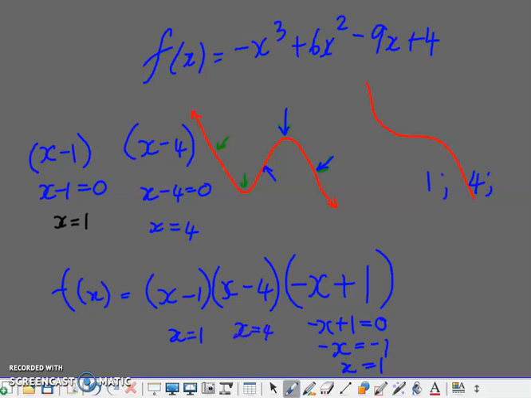So when I plot my values, x is equal to 1 will be over here. So this value over here will be x is equal to 1, and there x will be equal to 4. So it will have a turning point or a stationary point at that point of the graph, and that will be the 4 where it cuts the y-axis.